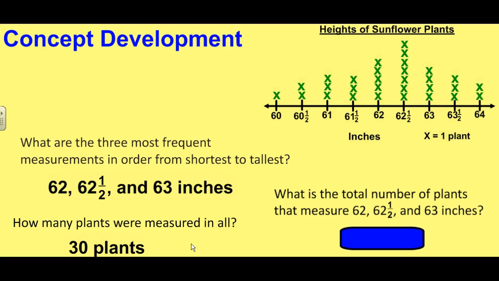So there were 30 plants that were measured in all. You could have looked at the chart possibly and counted how many were in each row and done a multiplication equation to figure it out, or you just can count all of the X's and that would have given you 30 as well.